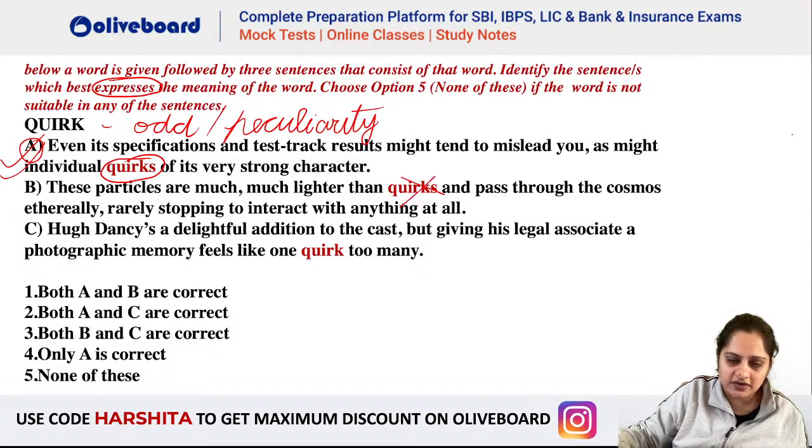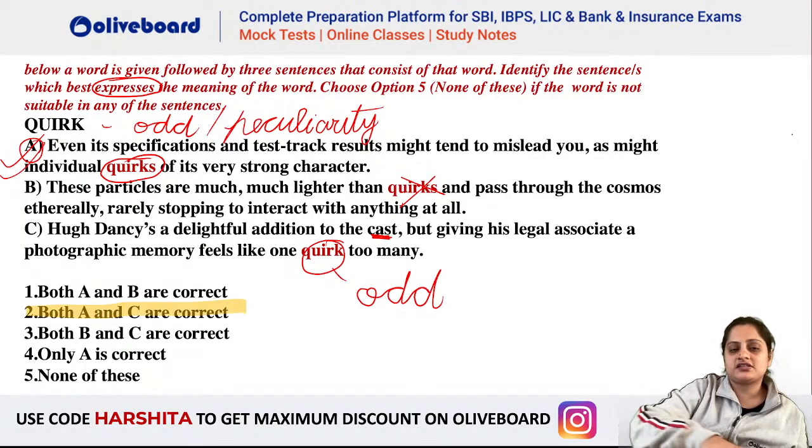These particles are much lighter than quirks. Now quirks here makes no sense. Hook Dancy is a delightful addition to the cast, means we are talking about characters here, but giving his legal associate of photographic memory feels like one quirk too many. It feels odd. Adding or giving someone from the character of photographic memory, it looks a little odd. So where is the word used correctly? It is used correctly in both A and C.